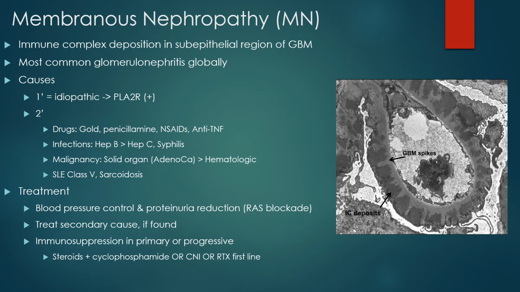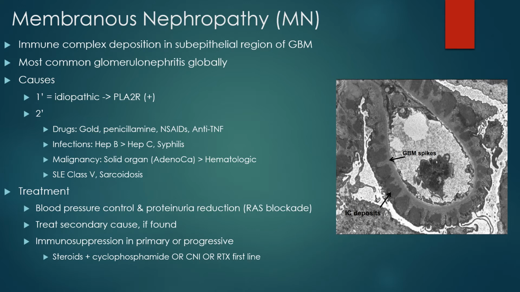Membranous nephropathy can again be classified into primary and secondary causes. And for primary membranous nephropathy, in 2009, there was an autoantibody to phospholipase A2 receptor on podocytes that was discovered called PLA2R. There is a strong association between PLA2R positivity and primary membranous nephropathy.